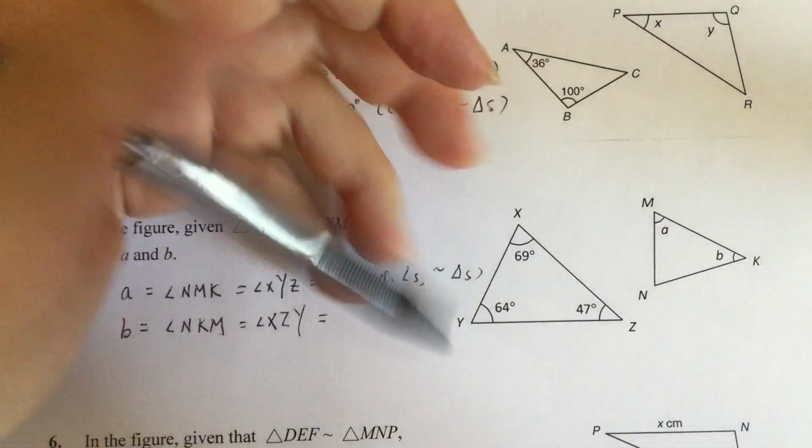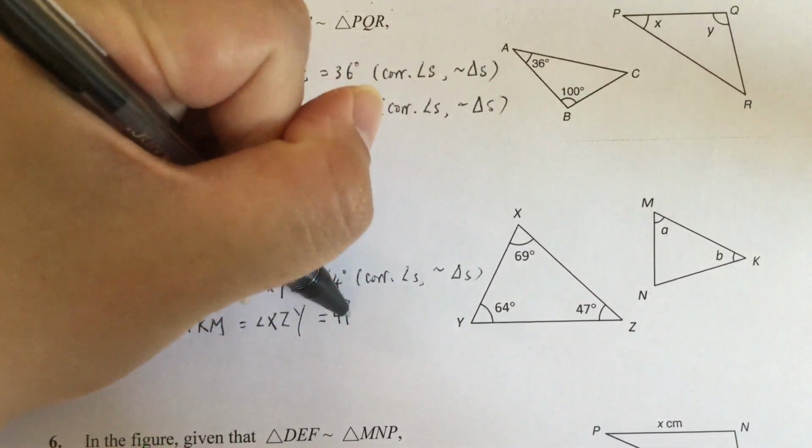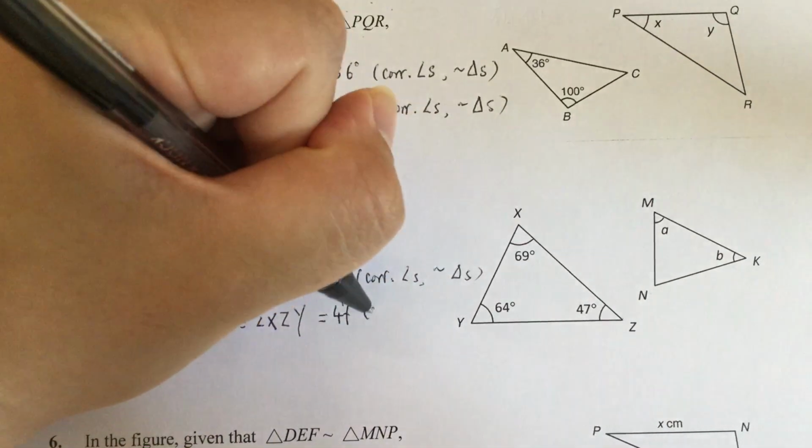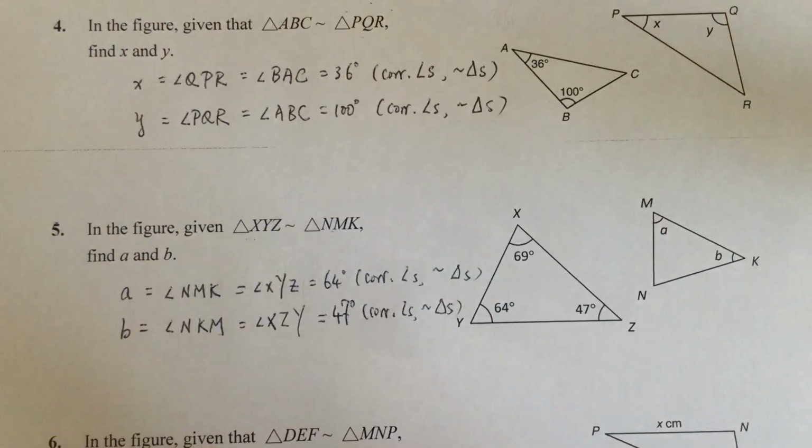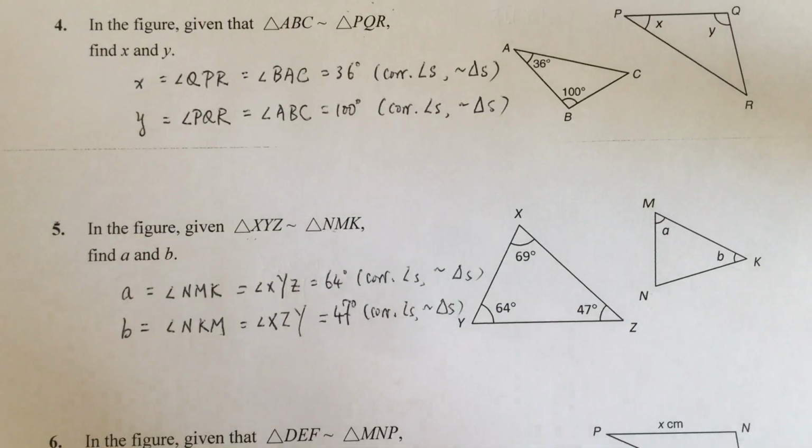XZY, so this one is 47 degrees. Directly we can solve the problem so that we can write down corresponding angles, similar triangles, so that we can solve A and B directly. So this is question 5.